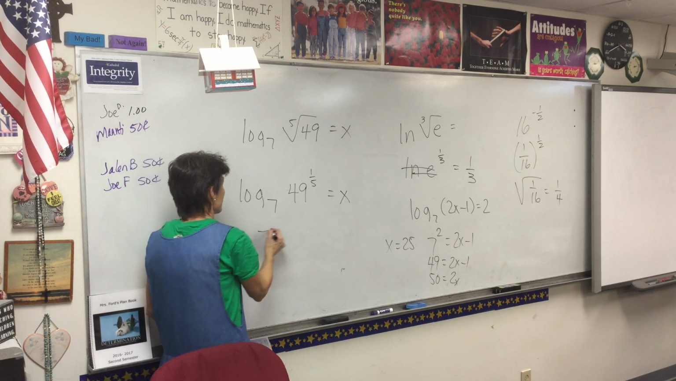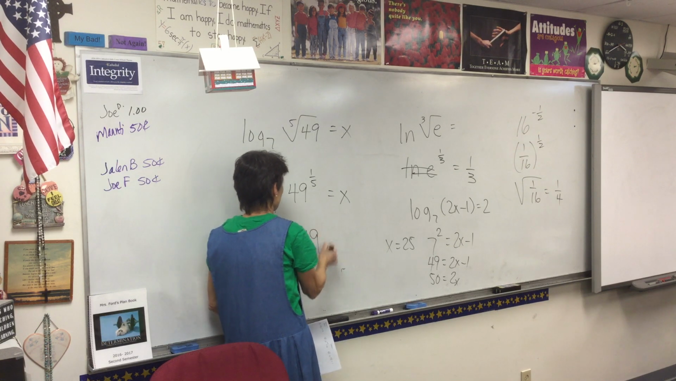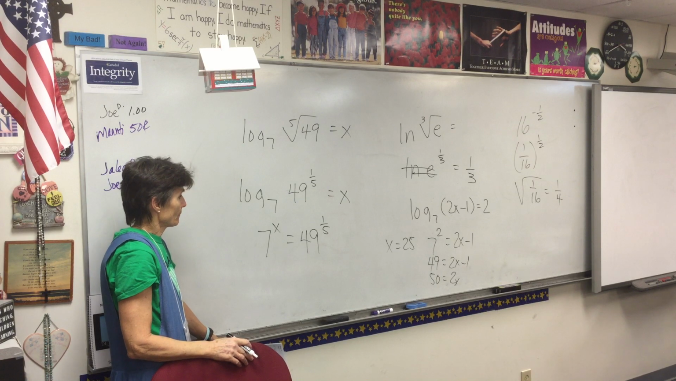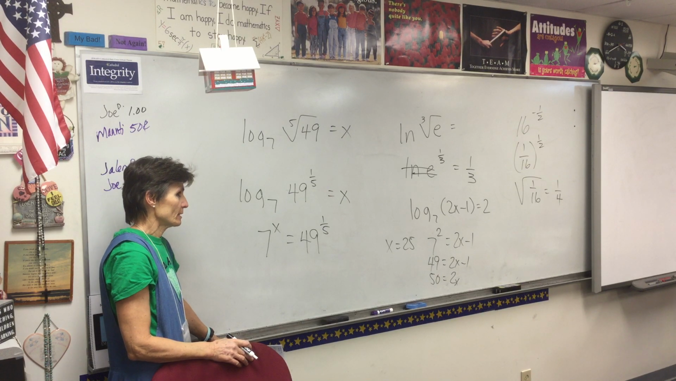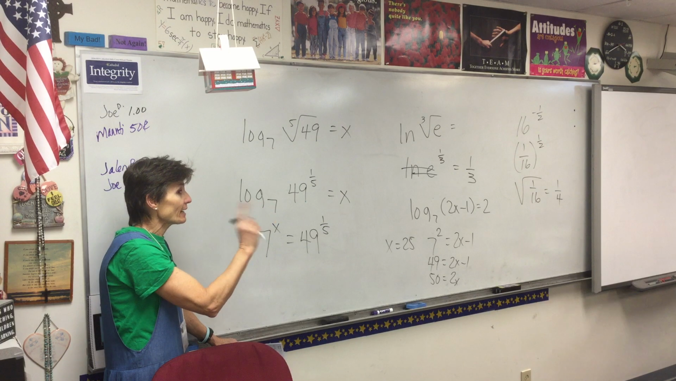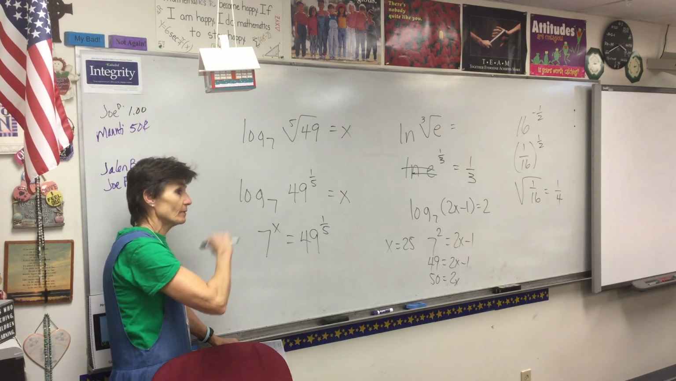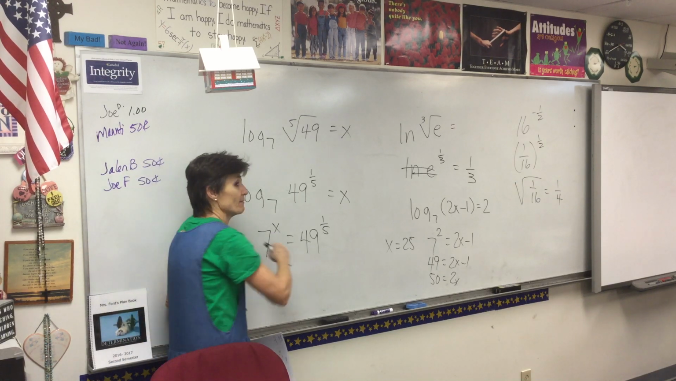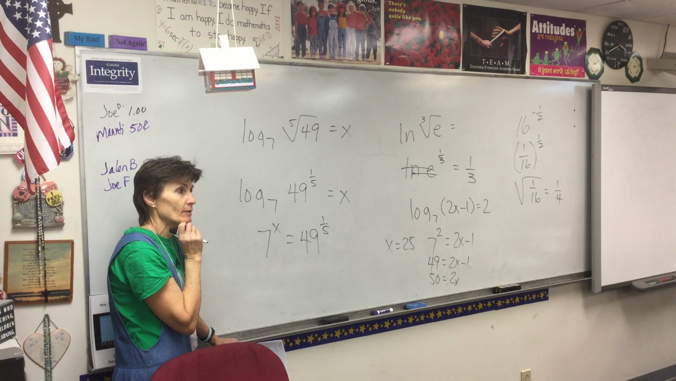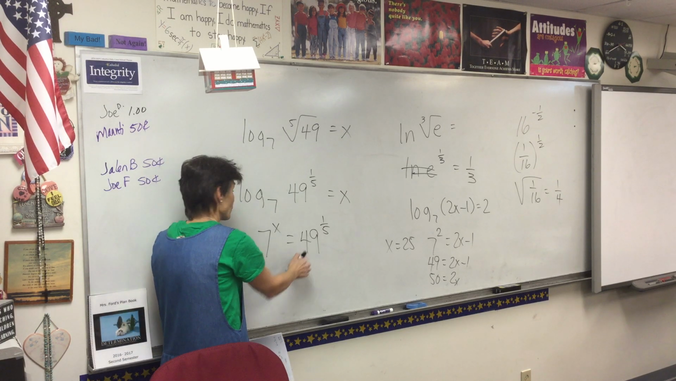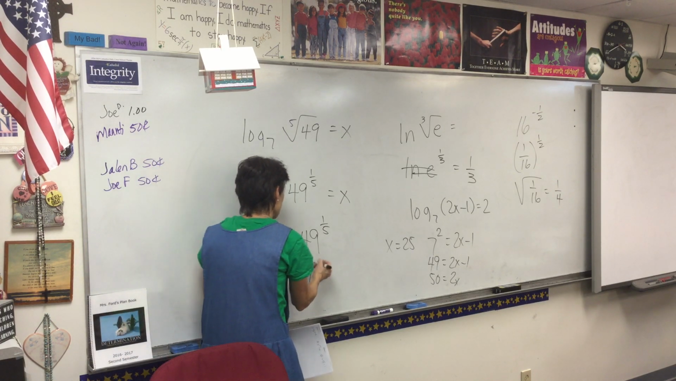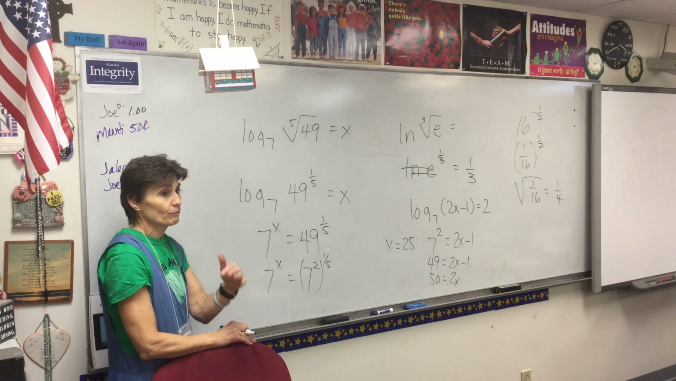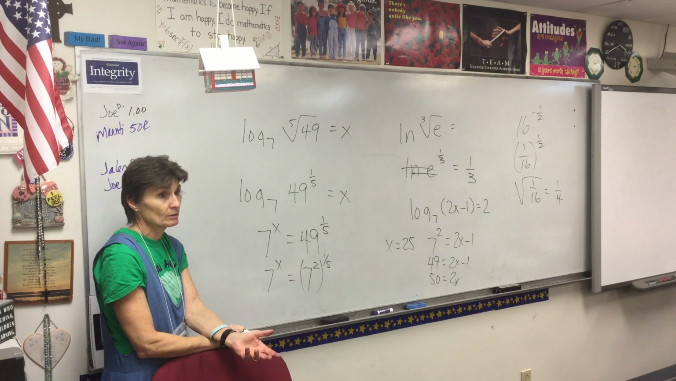So 7 to the x equals 49 to the 1/5. Well, this is a no calculator problem. If I had a calculator, I could log the exponent. But there's something special between 7 and 49, so I don't really need a calculator. 49 is 7 squared. If you're on the no calculator part of the test, kids, you're going to look for common bases because you're not going to be allowed to log.